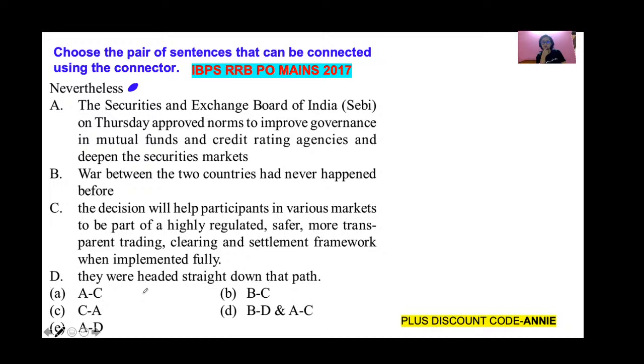Option D, that is BD and AC. Nevertheless is a connector which is used for contrasting statements, for denoting contradiction. Okay, for denoting contradiction we use nevertheless. D, BD and AC.